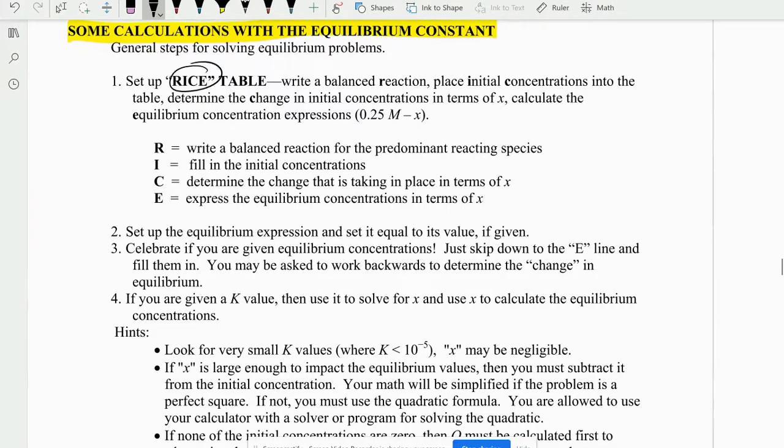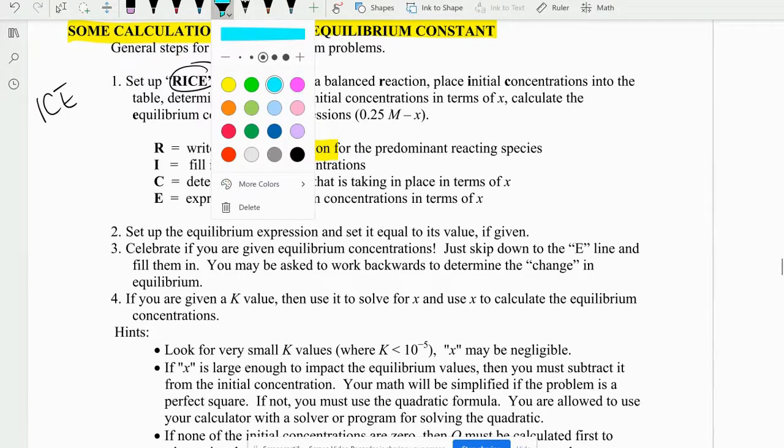If you're looking online, oftentimes you'll see people call them ICE tables or ICE diagrams. We're going to go ahead and call them RICE tables, or RICE diagrams. One of the things that you have to understand is that each of the letters in RICE stands for something that will help you, the learner, set up these problems. So let's take a look at R. R is going to stand for the balanced reaction, R meaning reaction.